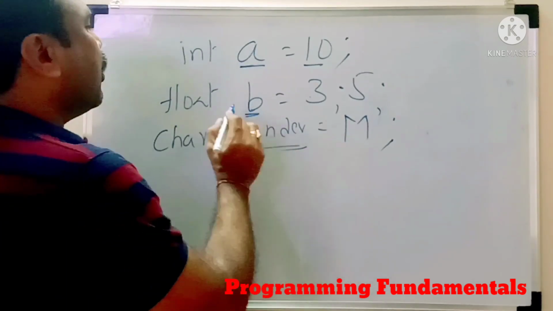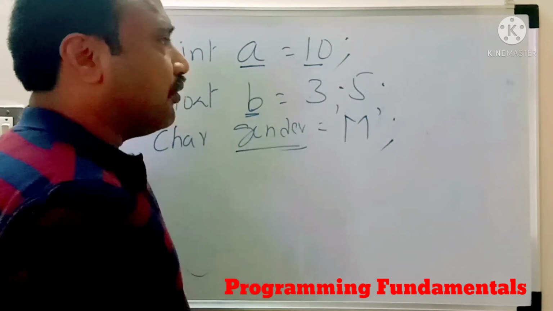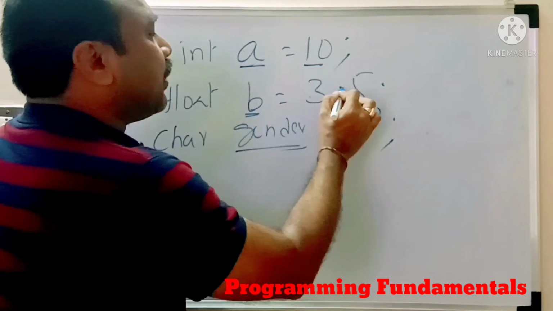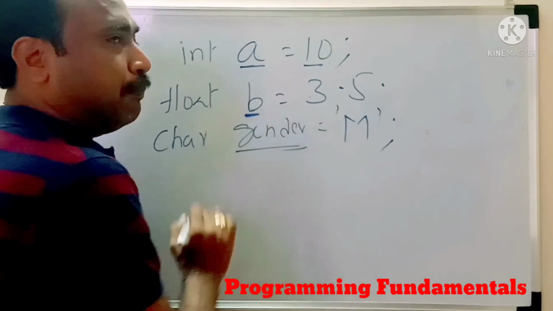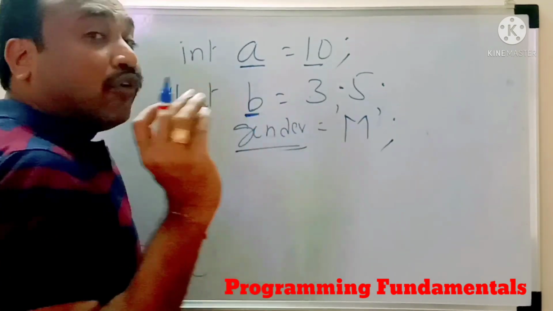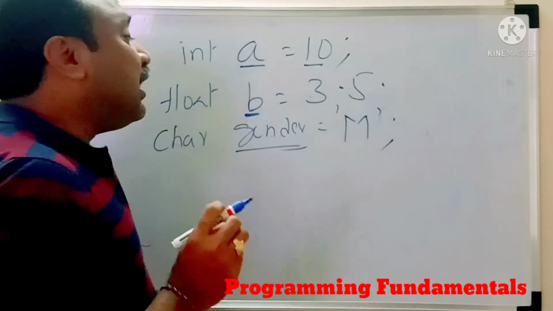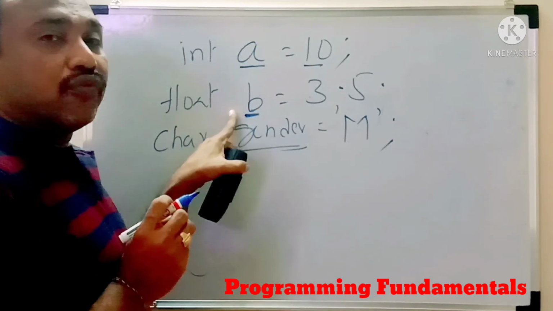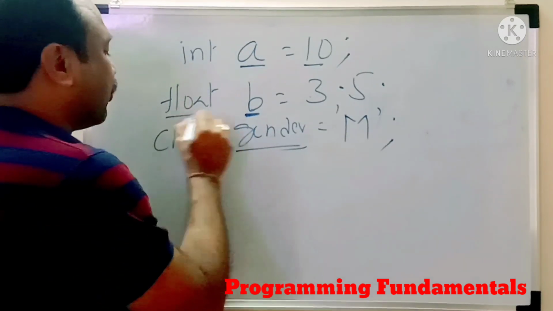Next, B equal to 3.5. To identify this 3.5 value, we are assigning a name B. Okay, but we have to tell the computer, B has to accept what type of values? Float values. Then it should be declared using float.